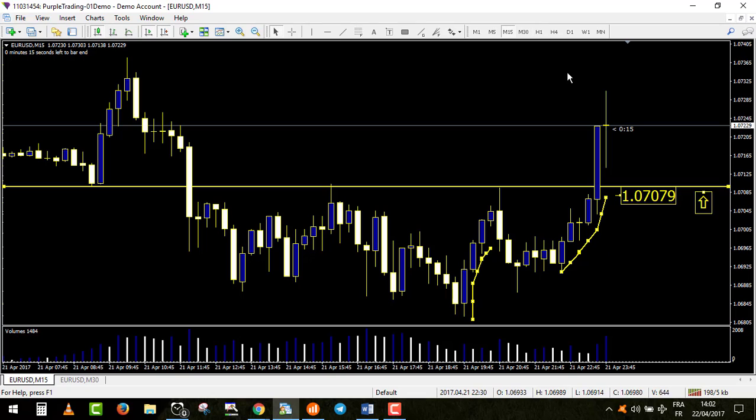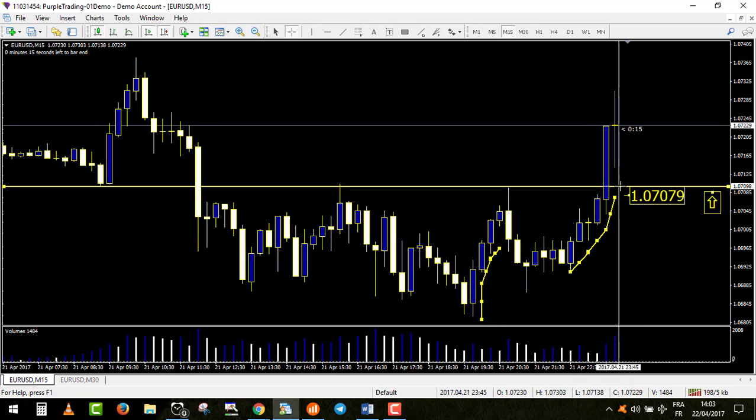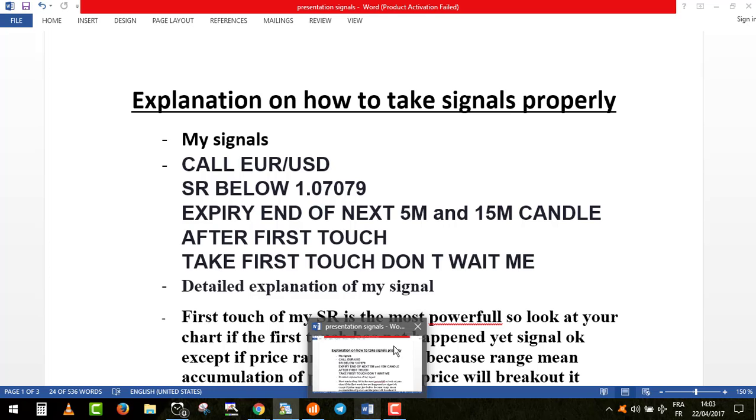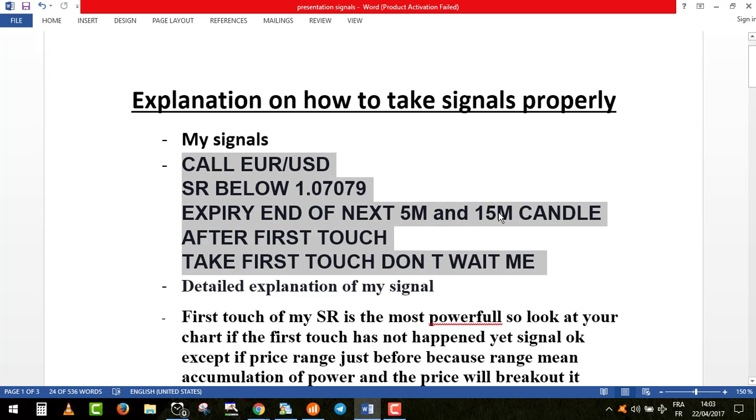Let's say we talk on the 15-minute chart time frame, and it is 10:25, and the actual candle will close at 10:30. So if I take the signal and the price reaches this level at 10:25, I will take my trade for the expiration of the end of the next candle after the first touch, which will be 10:45. The actual candle is 10:25 and will end at 30, and the expiration for 15 minutes is 10:45. This is how you will take my signal if it's a 15-minute chart.